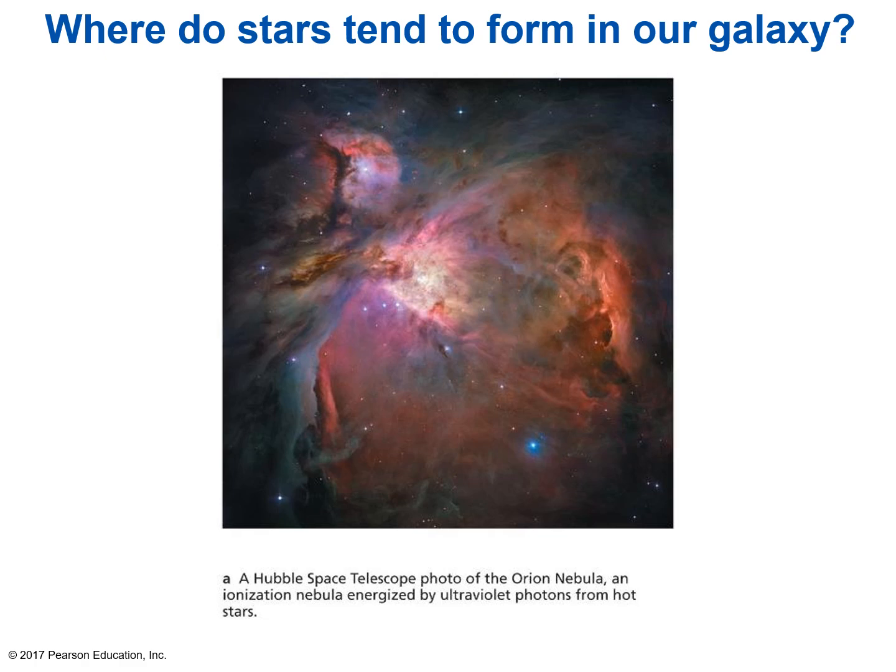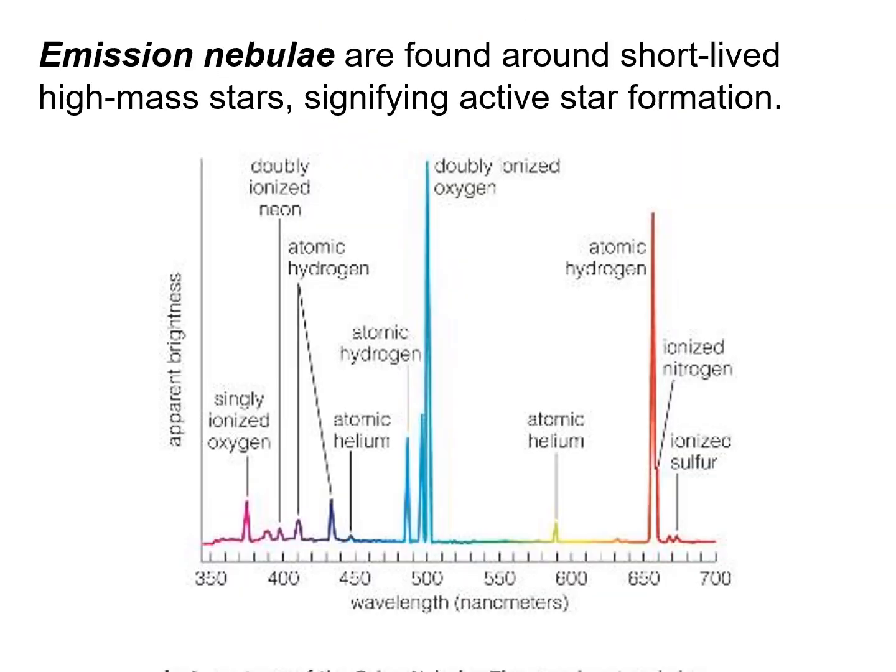Let's now look at where stars form in the galaxy. In this picture from Hubble Space Telescope of the Orion Nebula, it's an ionization nebula, also known as an emission nebula. And this is where stars form, one of many regions where stars form.